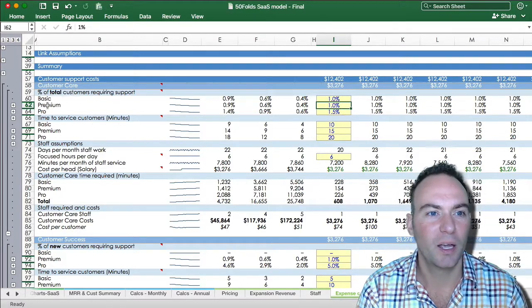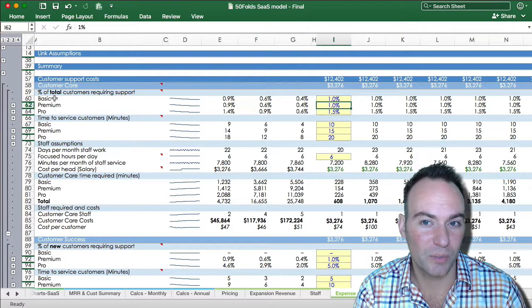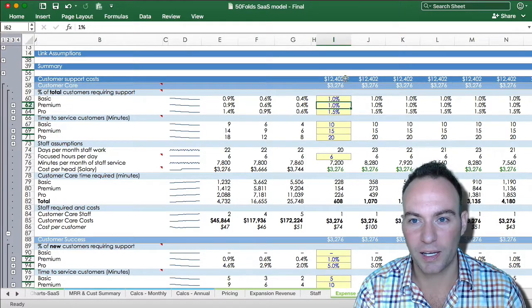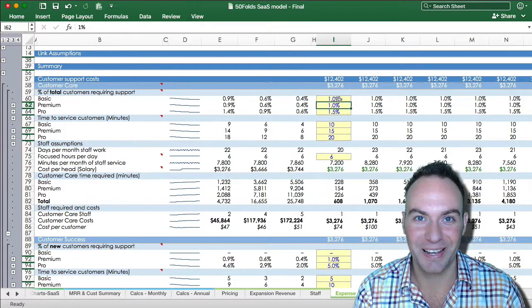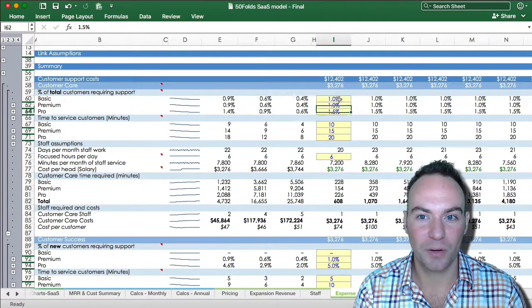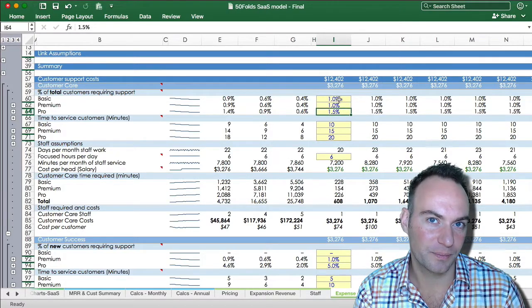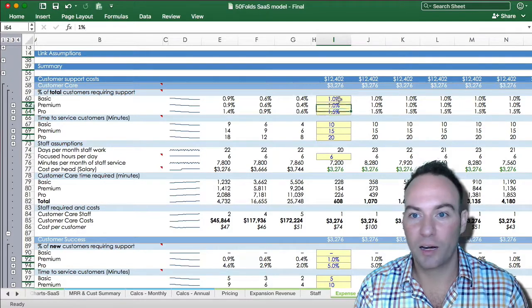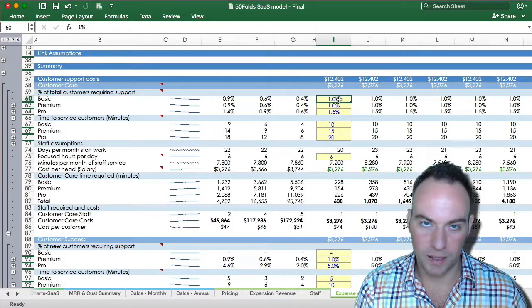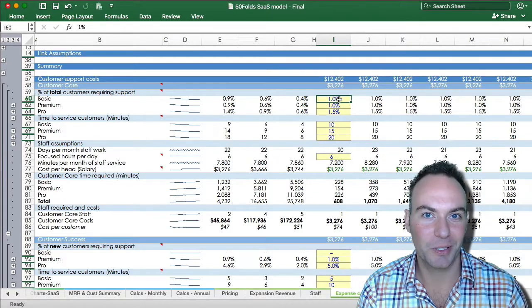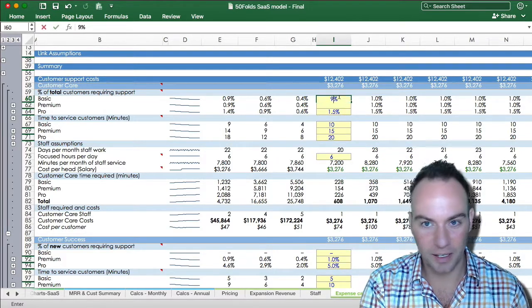So we see here percentage of total customers requiring support for Basic, Premium, Pro. So we're saying here 1% of all Basic people will annoy you with a question once a month. But your Pro guys will reach out 1.5%. And if you want to change those, just make them more annoying or less annoying. Obviously, if you're something like Glossybox or Budgebox, put that up at something like 9%.